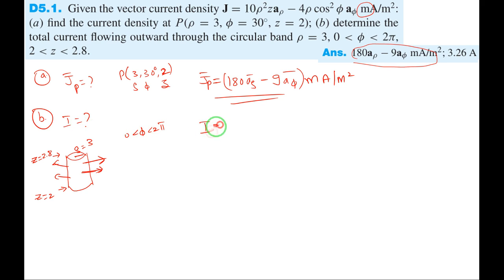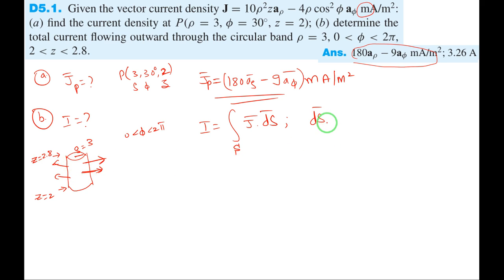I is equal to the surface integral of J dot dS. Compulsorily you have to write the surface integral, or else it will become a single integral. J is given, no problem. But what about this dS? That we have to find out. So, the differential surface area. See here, the current is leaving this circular band in the radial direction, everywhere.